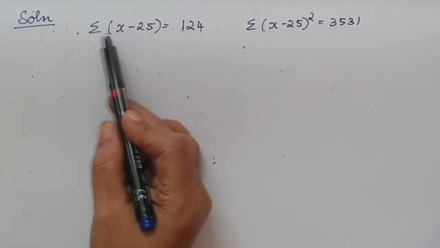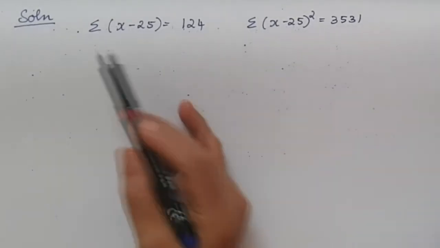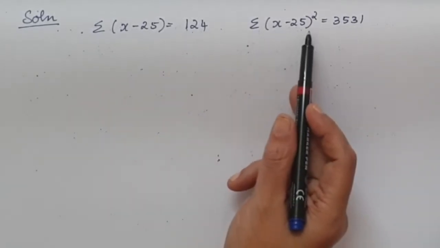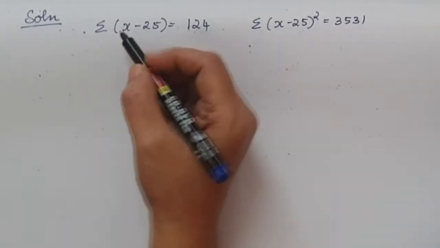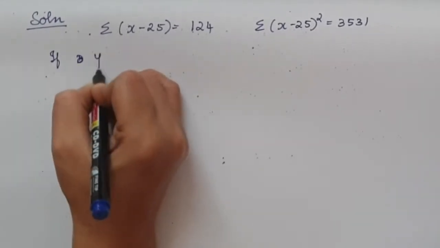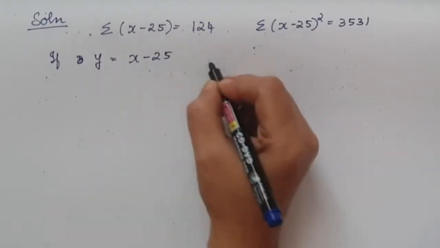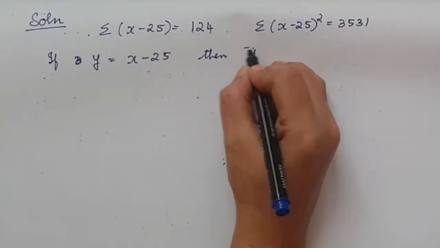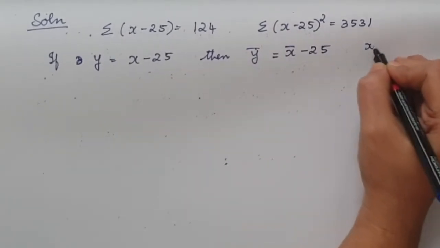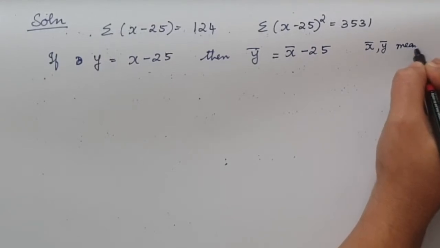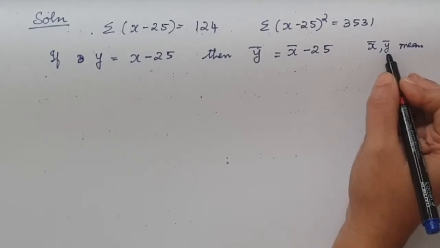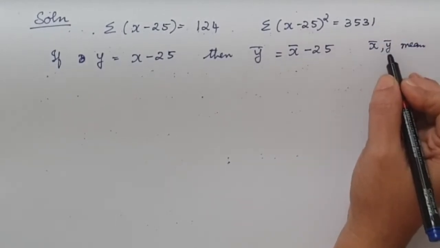In this question, if you see, we are not directly given sigma x and sigma x squared. Instead, we are given sigma x minus 25 equal to 124 and sigma x minus 25 the whole squared is 3531. In this case, we'll take x minus 25 as y. If y is equal to x minus 25, then y bar is the mean of all the y values. Y bar will be equal to x bar minus 25. X bar and y bar are the means. That is, the sum of all the x values divided by the total gives us the mean. In the same way, the sum of all the y values divided by the total number of values gives the mean for y.